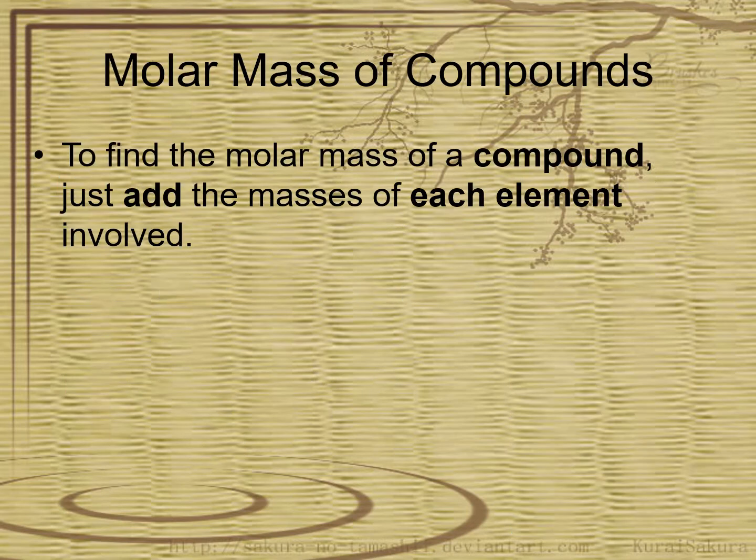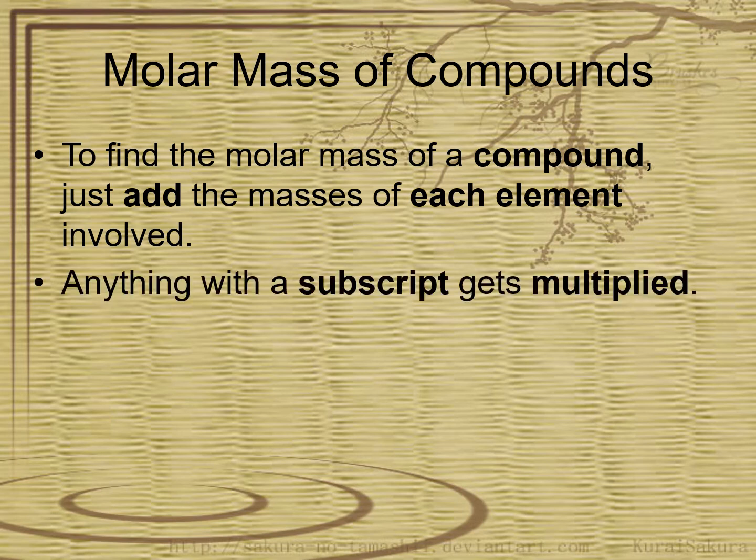All right, well, what about a compound? So an element's pretty easy. We just look on the box on the periodic table, and then we have it. So to find the molar mass of a compound, just add the masses of each element involved. So if there's a subscript, we're going to multiply it by whatever that mass is.